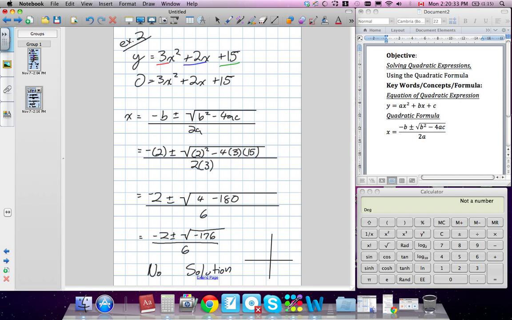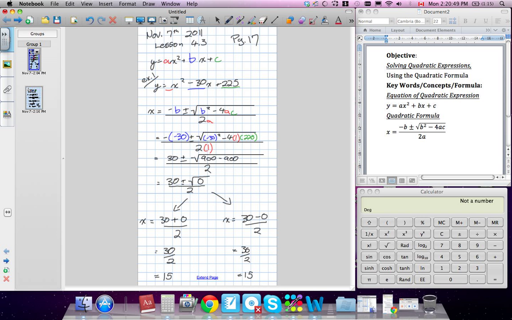I want you guys just to think a little. What kind of parabola would that be? It could be up, it could be down. What's special about the x-intercepts? Does not touch it. There's no solution.